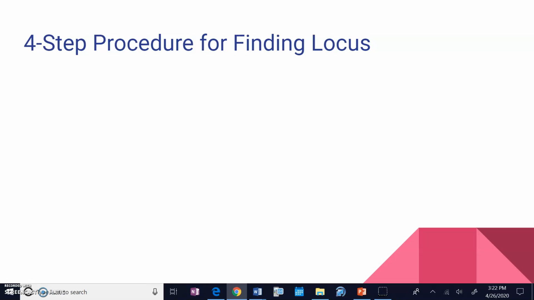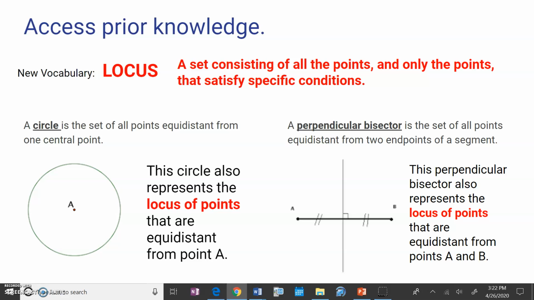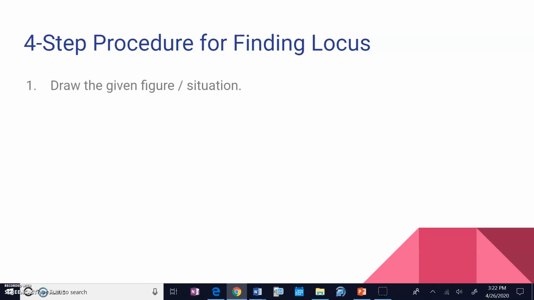All right, now those are about as simple as we're going to get. There's going to be a 4-step procedure that we're going to look at to find the locus. The first of those 4 steps is going to be to draw the given figure or situation. If I take a step back and I say, what is the locus of points that are equidistant from point A? Point A was the given. We're going to draw that as our first step. Or what is the locus of all of the points equidistant from A and B? Well, we're going to draw A and B, and that's going to be our given.